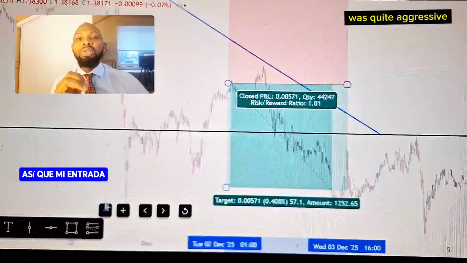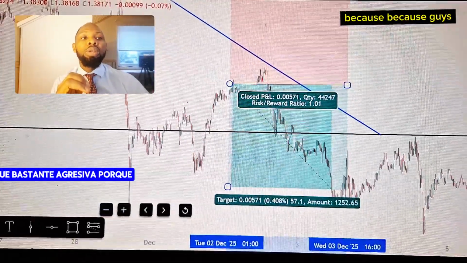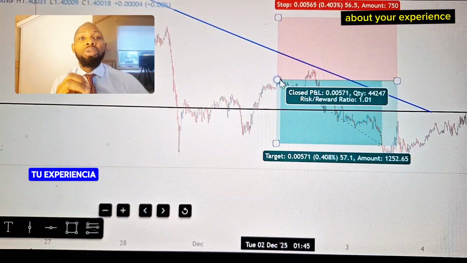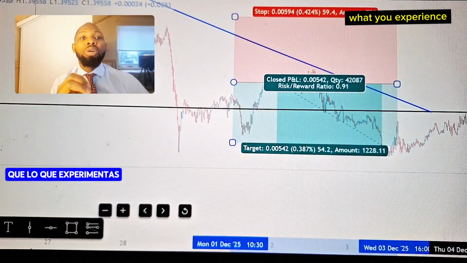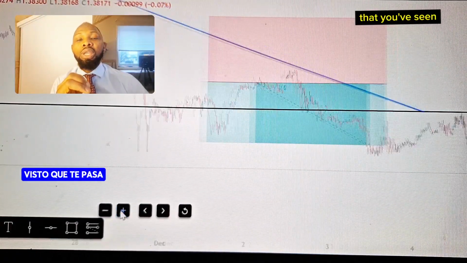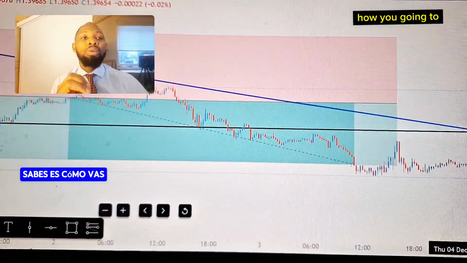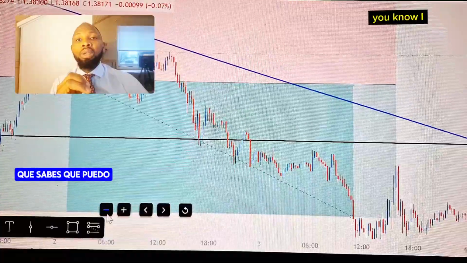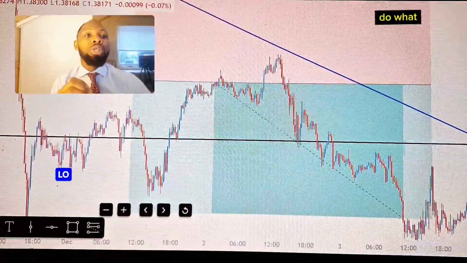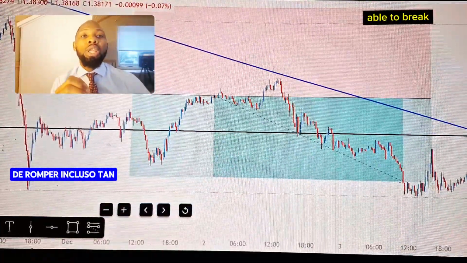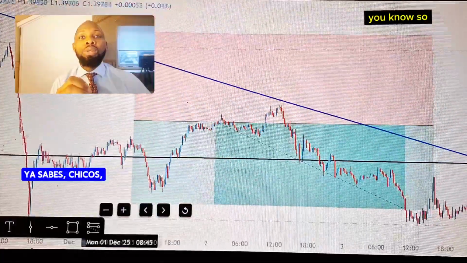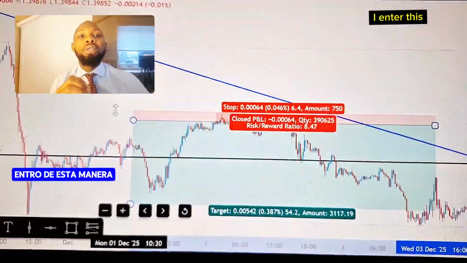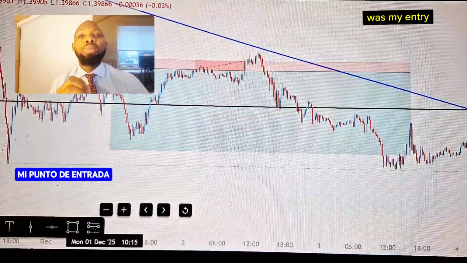So my entry was quite aggressive because guys, in this market, that's why I said that everything is all about your experience. What you experience and the things you've seen happen to you is how you approach the market, so that I can break even as early as possible. So guys, I enter this way. So this was my entry point here.